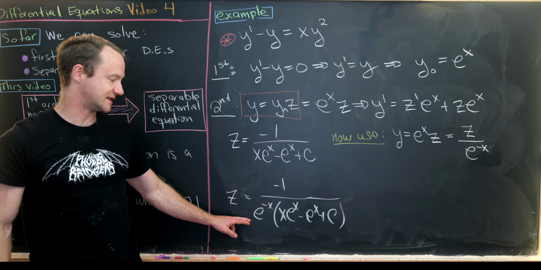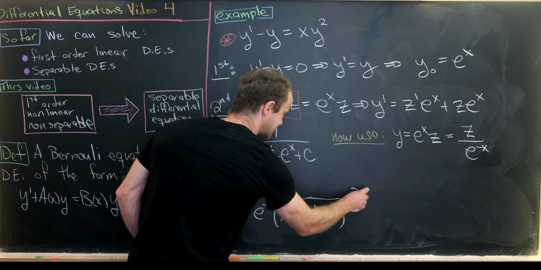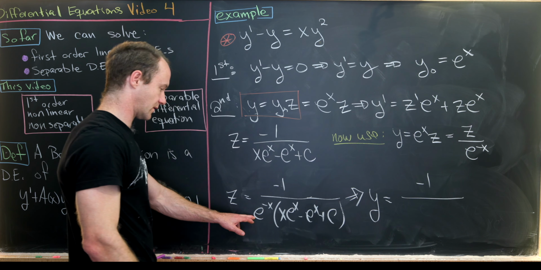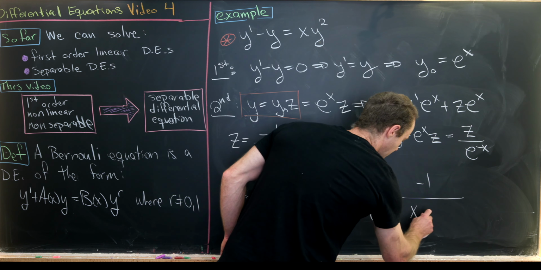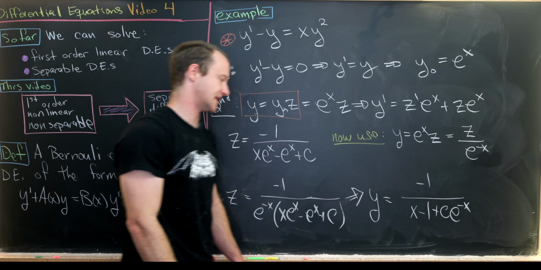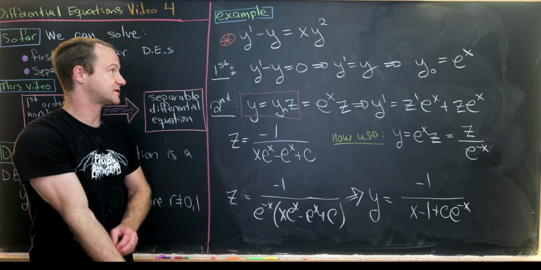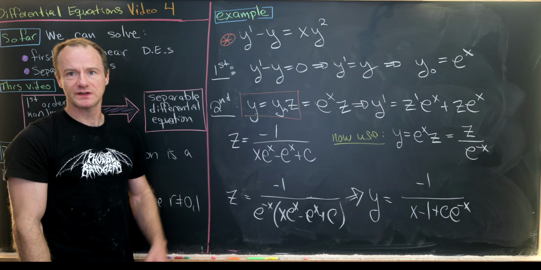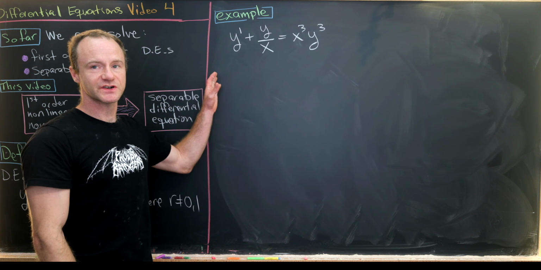Now we can distribute this e to the minus x inside, and we'll have y is negative 1 over x minus 1 plus a constant times e to the minus x. And that would be our final solution for this Bernoulli differential equation. Okay, let's do another example. So here's our second example.